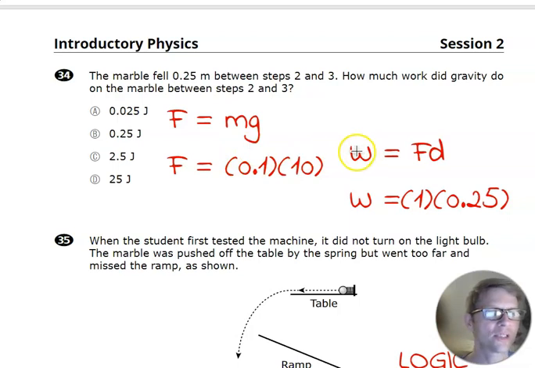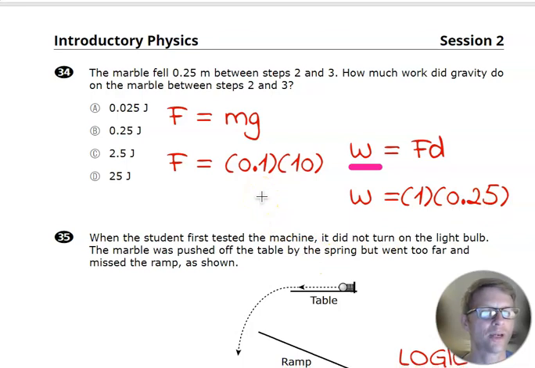Number 34, the marble fell. There's 2 ways to do this. You could think about the change of potential energy. But if you look at the force, if we look at work, we need force and distance, and the force is mass times g. So the force is literally 1. 1 times 0.25. So the answer is 0.25 joules.